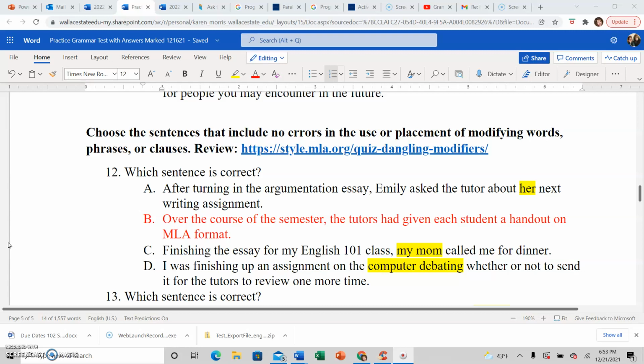Item D, we have, I was finishing up an assignment on the computer, debating whether or not to send it for the tutors to review one more time. So here, the placement of the word debating right next to the word computer could indicate that the computer is doing the debating and not I am doing the debating. So be careful about the placement of the modifiers or the thing that begins the modifying phrase, debating whether or not to send it to the tutors. So be very extra careful with that.